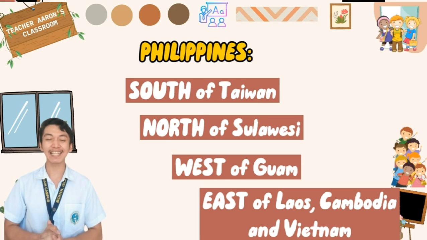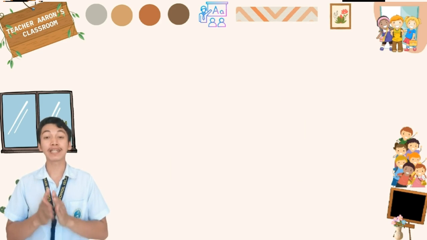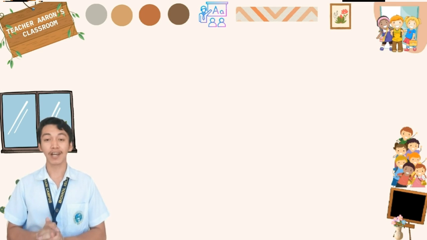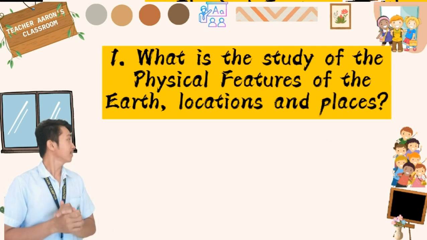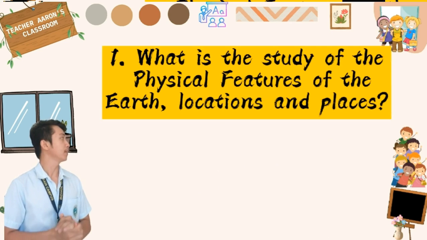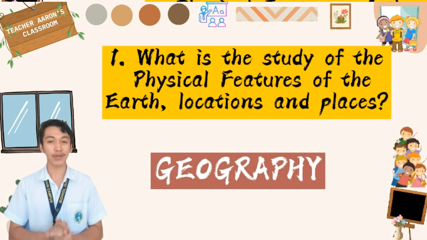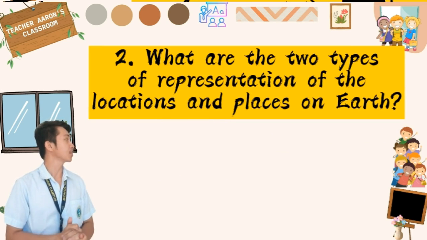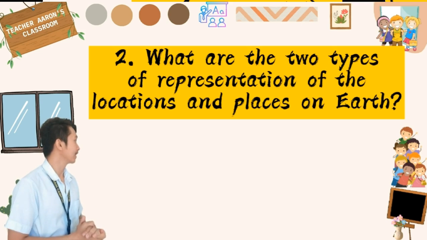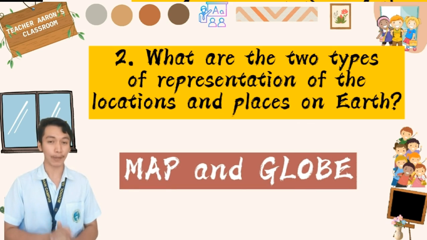Alright, did you get me, class? Did you understand the concepts? So to strengthen your acquisition of knowledge, let us recall through flash of questions. Number 1, what is the study of the physical features of the Earth, locations, and places? Yes, it's geography. Number 2, what are the two types of representation of the locations and the places on Earth? It is map and globe.